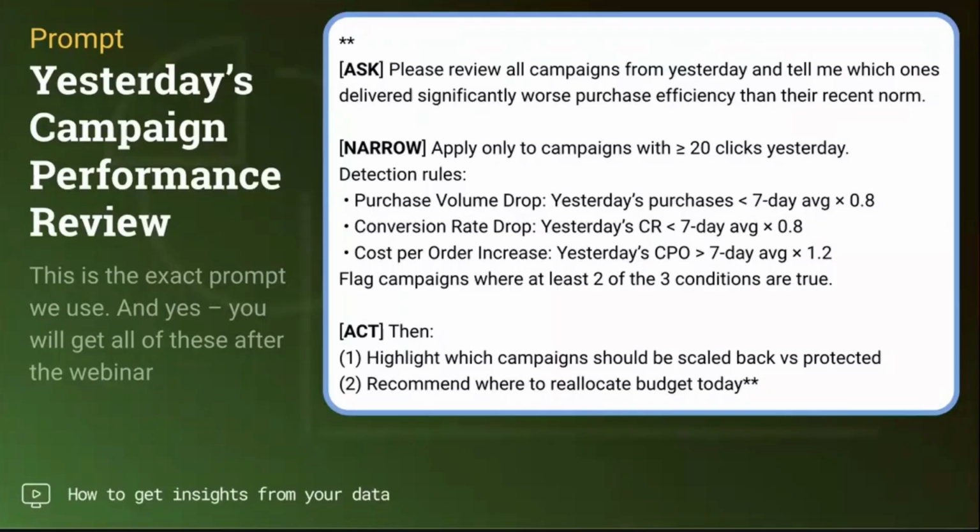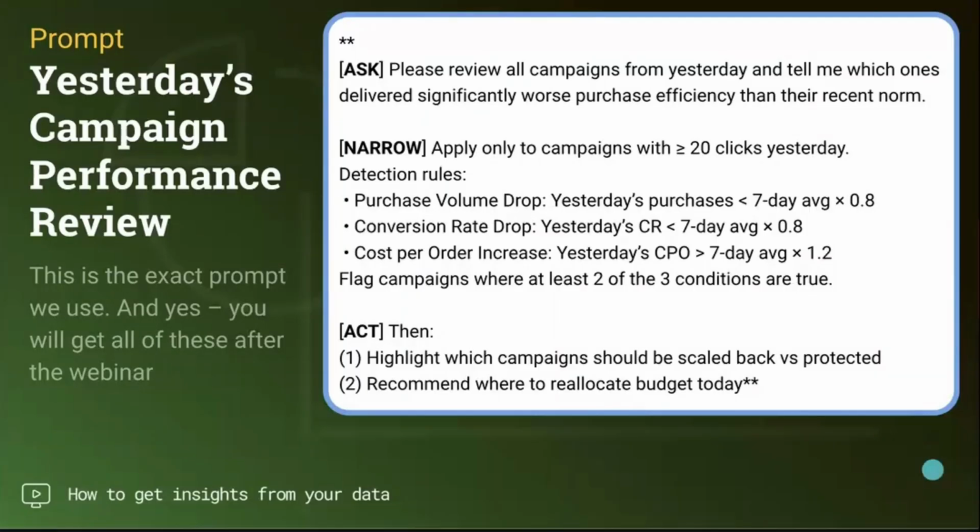Apply consistent detection rules. Use more than 20 clicks as the noise filter. Require 2 of 3 conditions to trigger a flag. This removes randomness and highlights only meaningful changes.